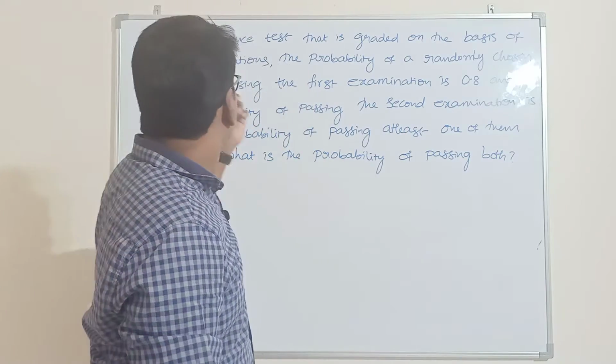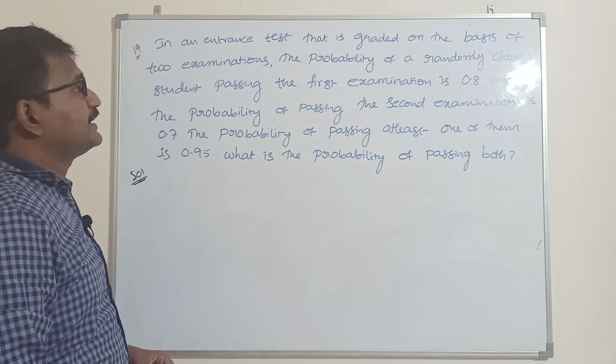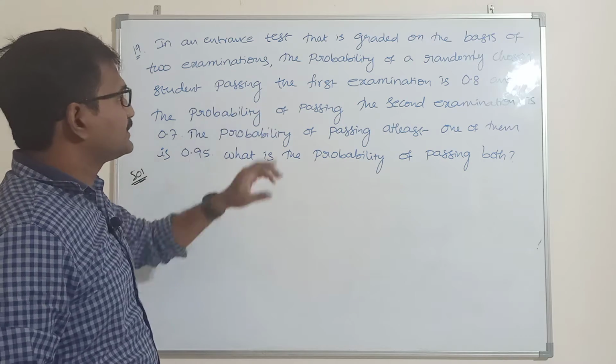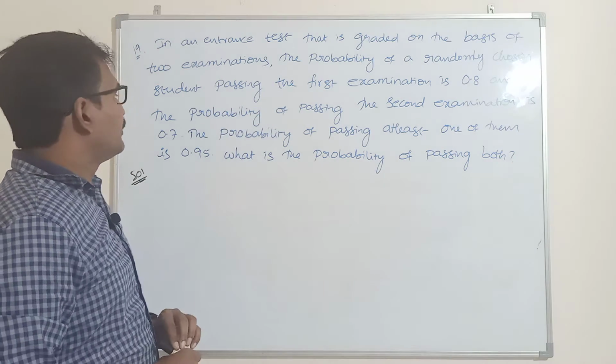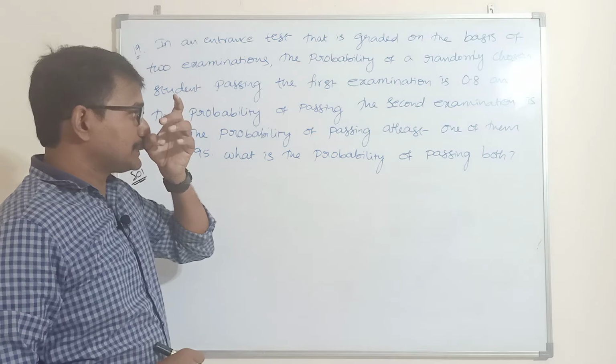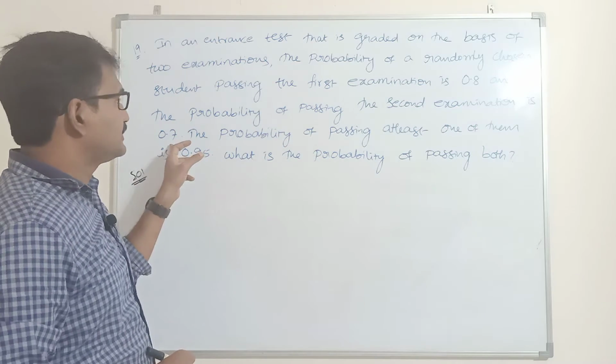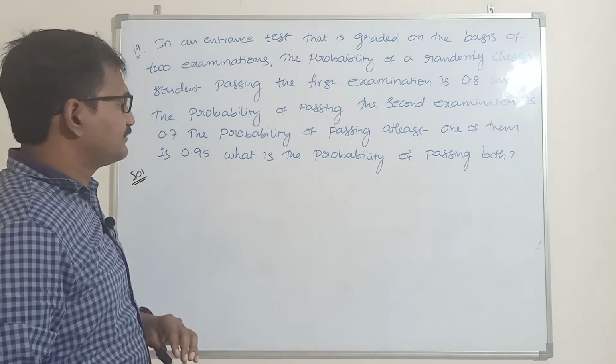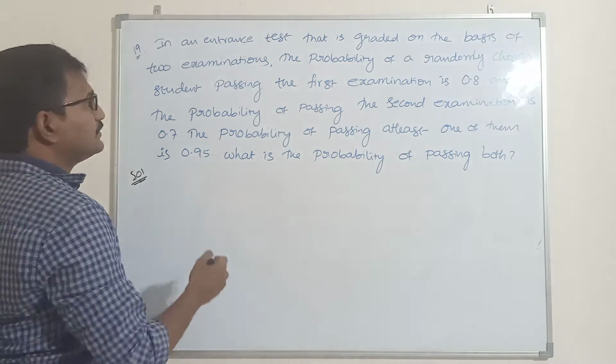Next problem. In an entrance test that is graded on the basis of 2 examinations, the probability of a randomly chosen student passing the first examination is 0.8 and the probability of passing the second examination is 0.7. The probability of passing at least one of them is 0.95. What is the probability of passing both?